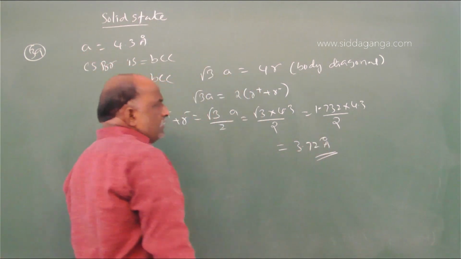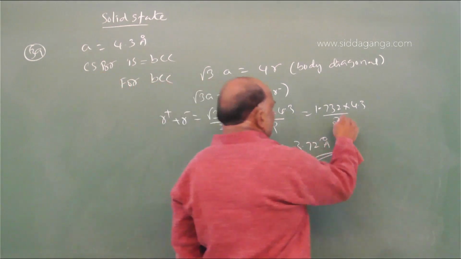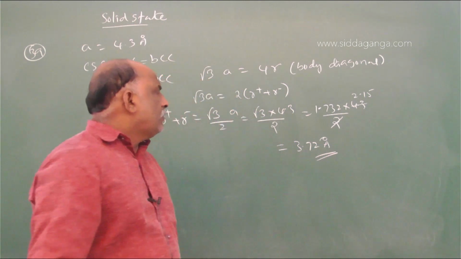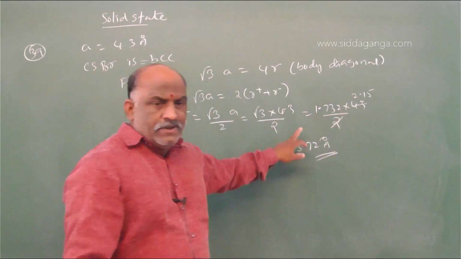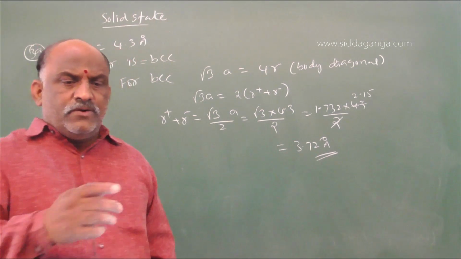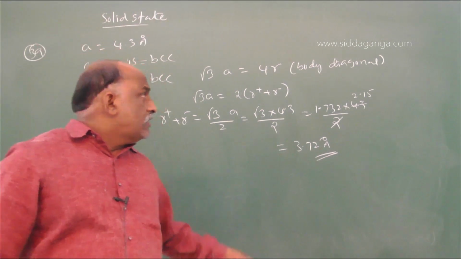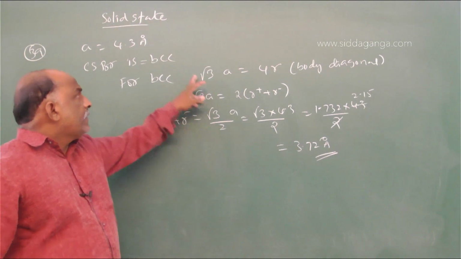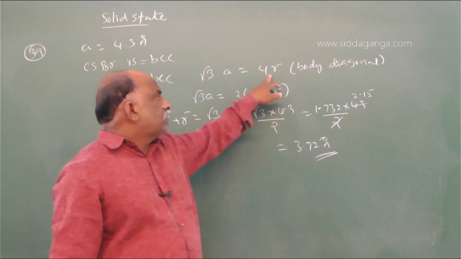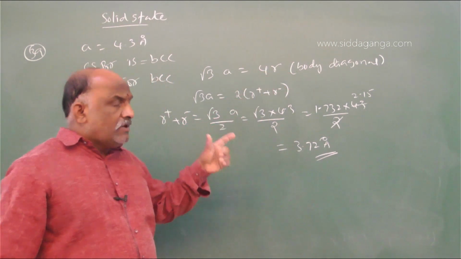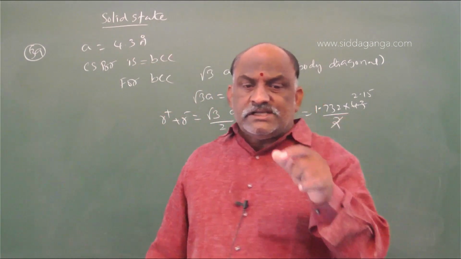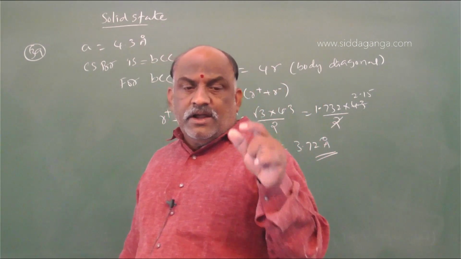Go through that. It simplifies to 2.15, and 1.732 into 2.15 is nearly 3.72 angstroms. So the formula is very important: the body diagonal formula, root 3a is equal to 4r. But what we have to find is the shortest inter-ionic distance.